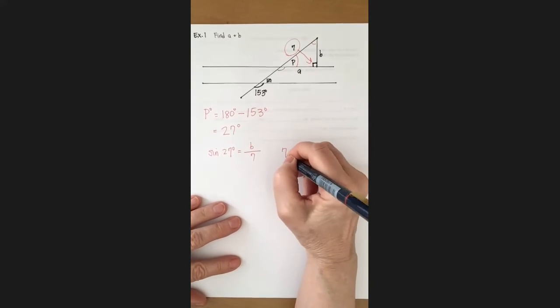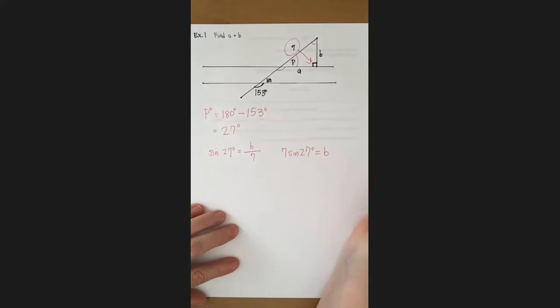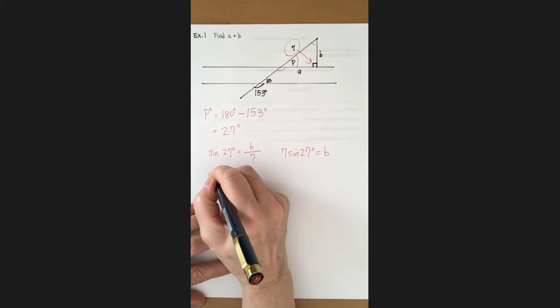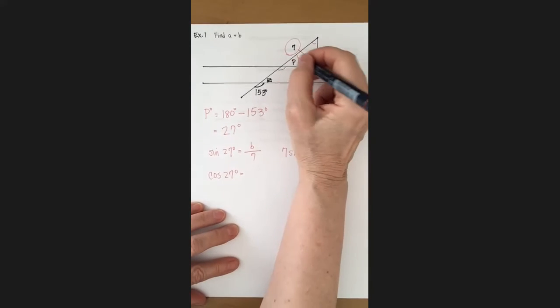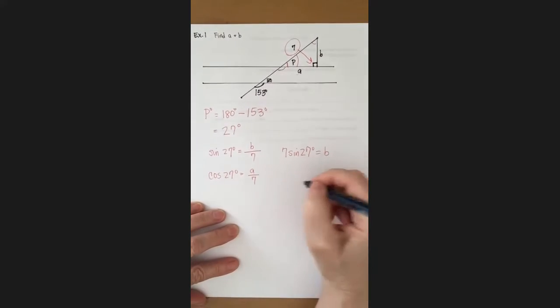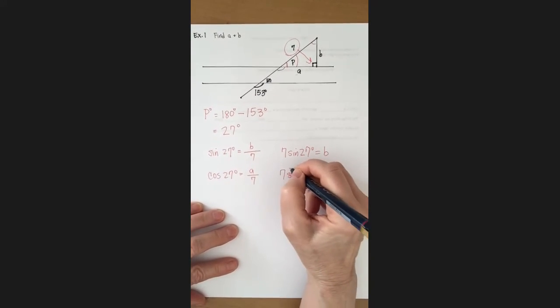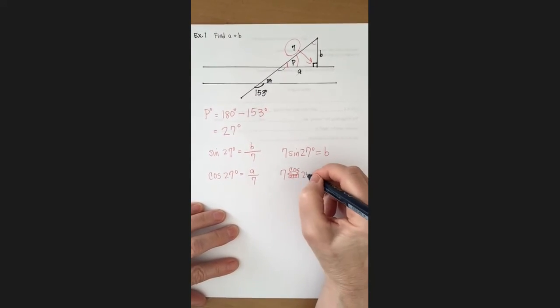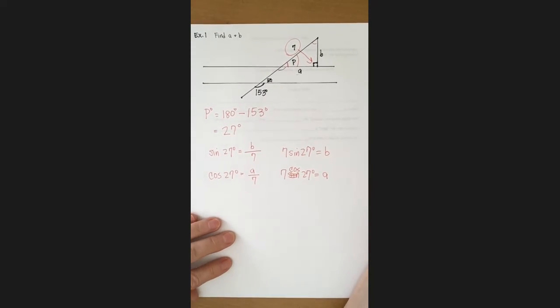And so 7 times the sine of 27 degrees is going to give us B. Then if we do the cosine of 27 degrees, the adjacent side to this angle is A. It's going to give us A over 7. So 7 times the cosine of 27 degrees is going to give us A. You can do that on your calculator. And presto chango, you're done.